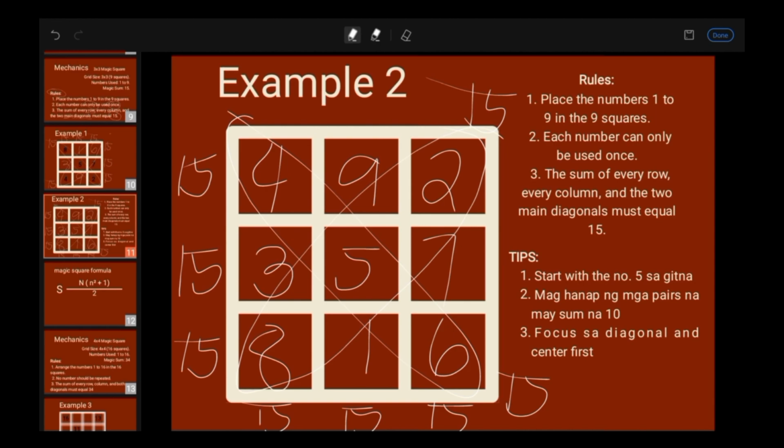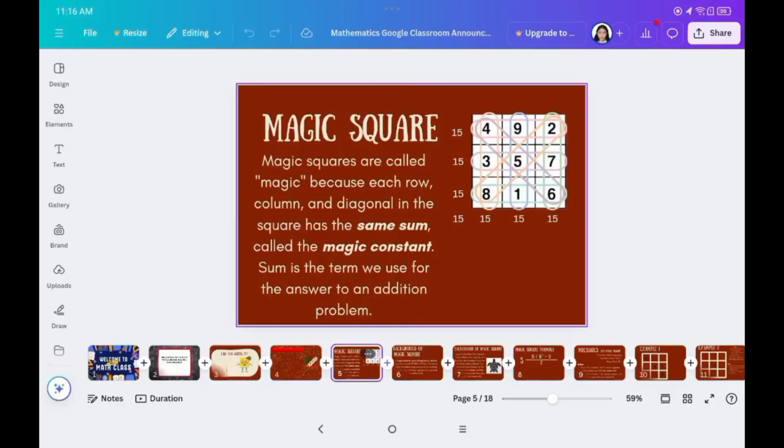Now that you know the basics, let's try solving more magic squares together. Kaya nyo ba yung mas malaking grid? Let's find out. Hi! Good morning!